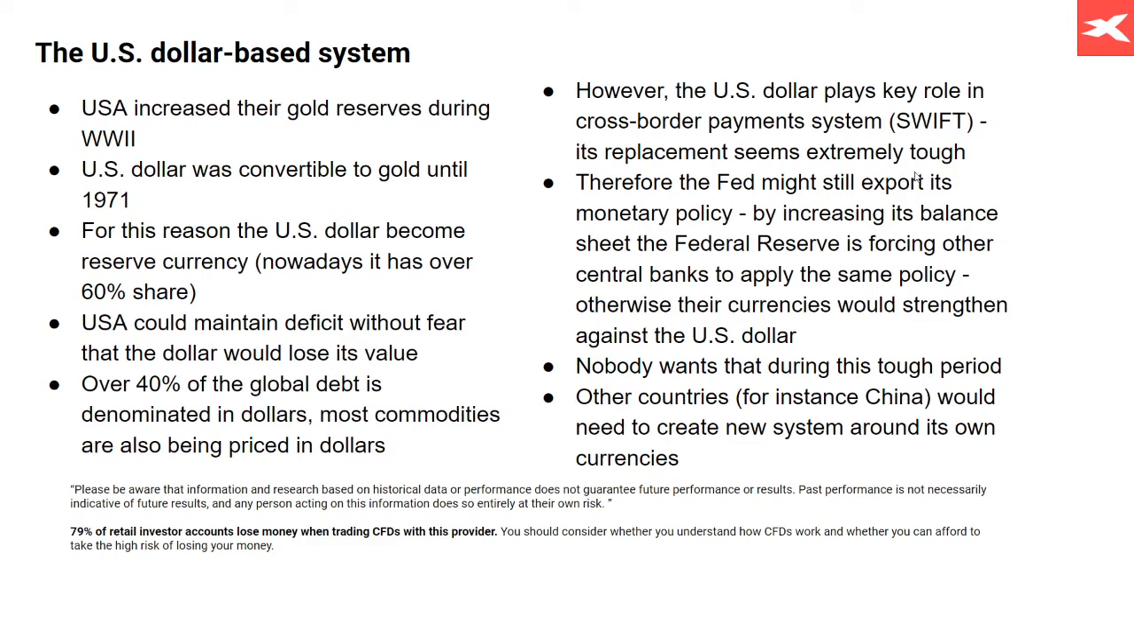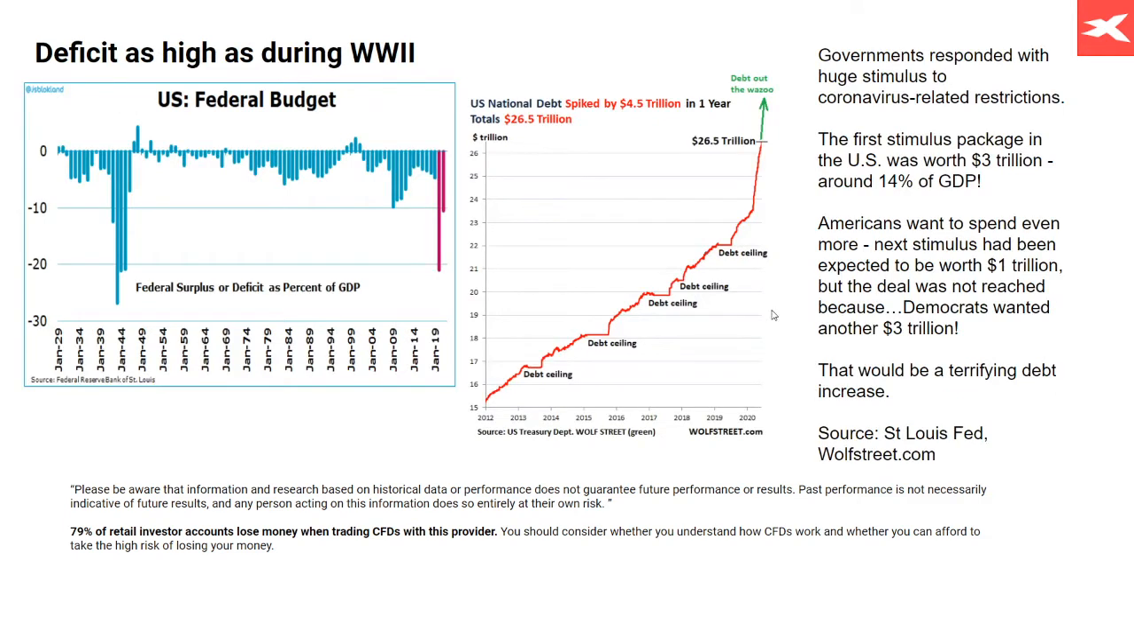The Federal Reserve is forcing other central banks to apply the same policy, otherwise their currencies would strengthen against the US dollar. And since some key commodities are traded in US dollars, if you're trying to trade against a stronger US dollar or a weaker US dollar, then that is the balance at play here. Nobody wants that during this tough period, and other countries, for instance China, would need to create a new system around its own currencies if that were the case. So we can see that the deficit is as high as during World War II, which obviously increased spending massively because of all the world war that was happening and demanding resources and all of the military equipment that was needed at the time.